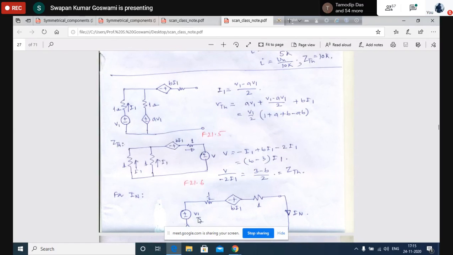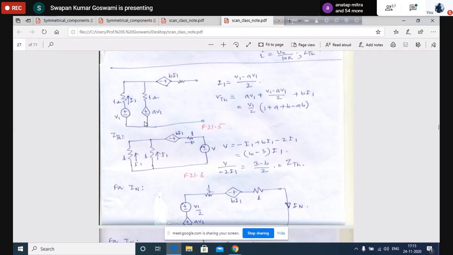Otherwise you can also do it in another way. What can you do? You now put the short circuit here, write a loop equation, write one loop equation here, one loop equation here, so two equations will be obtained, then find out this short circuit current, no problem.